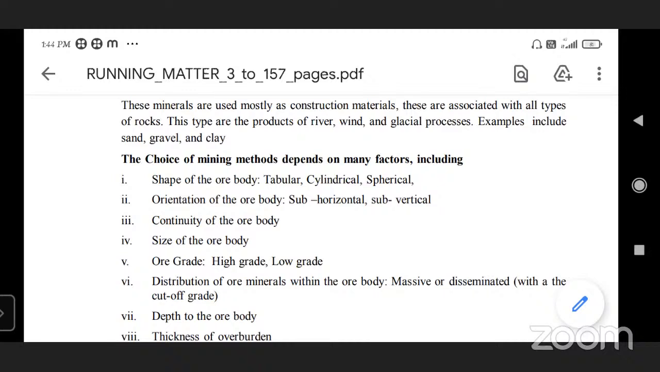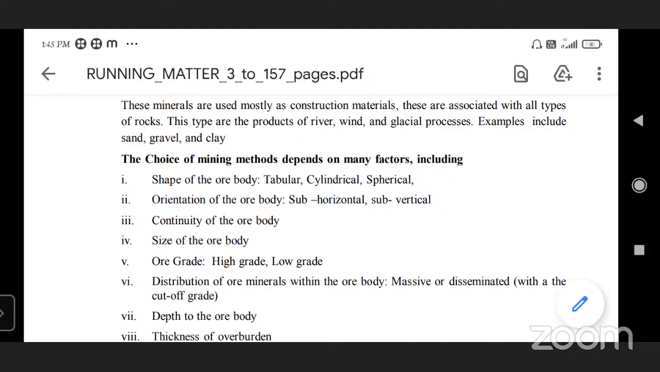And the size of the ore body. What is the size of the ore body? Is it a few millimeters to hundreds or thousands of millimeters, or a few millimeters to hundreds of kilometers? So what is the size of the ore body?